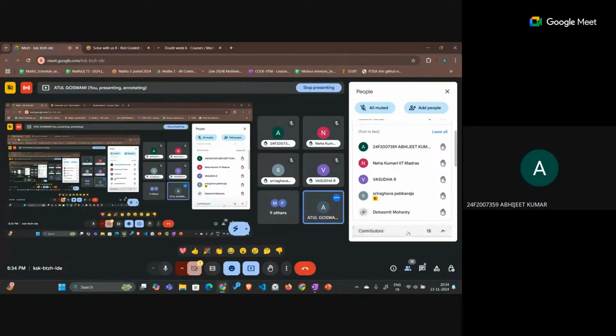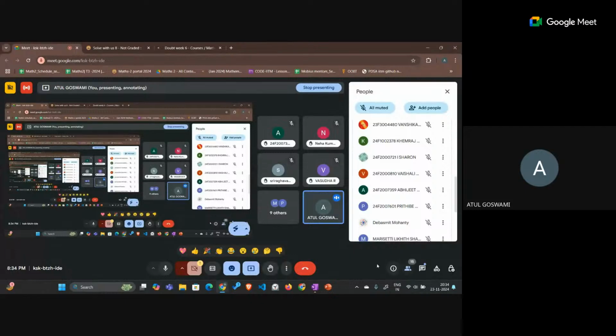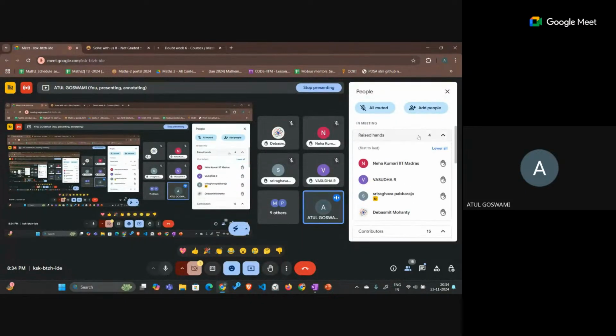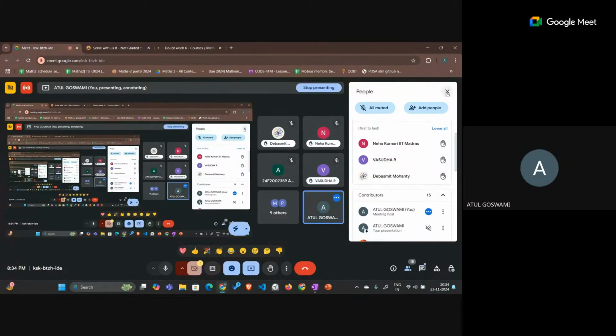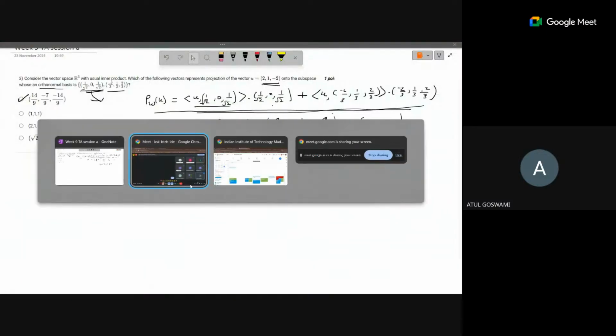Actually, these guys are not raising their hands, because I think there are 13 people in this meet, and only four raised hands. I don't know why. I'm just moving on. Whoever has a doubt, just unmute and ask. Okay, no problem. Sure, sir.